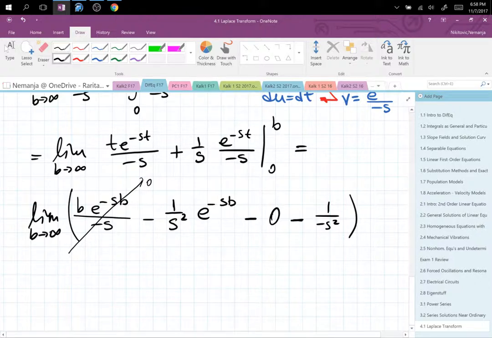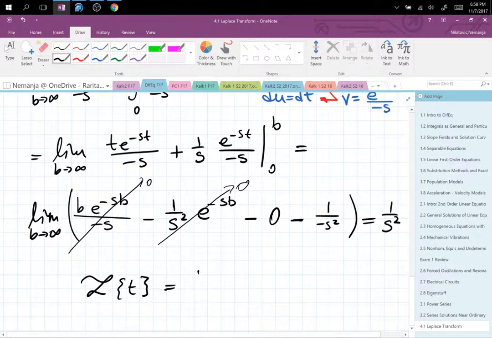This term again dies because this goes to 0. So that one goes to 0 as well. This is already 0, and then negative and negative. There's your 1 over s squared. So we learned that the Laplace transform of t is equal to 1 over s squared.